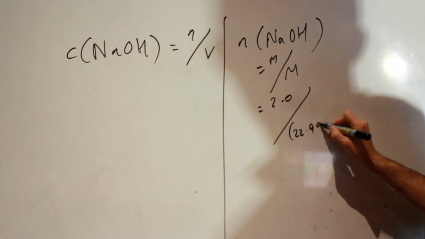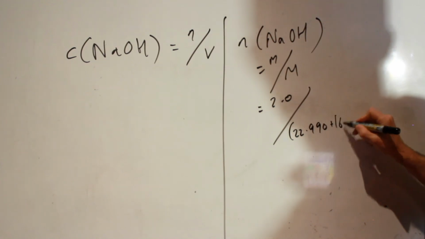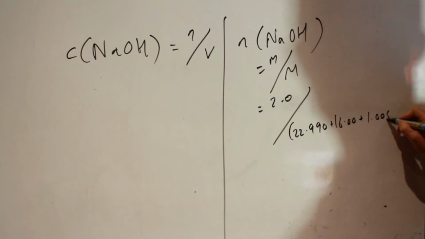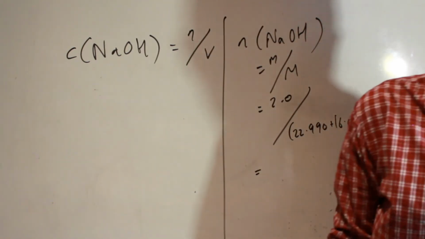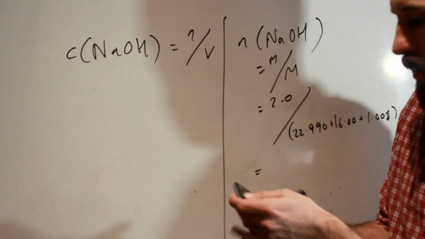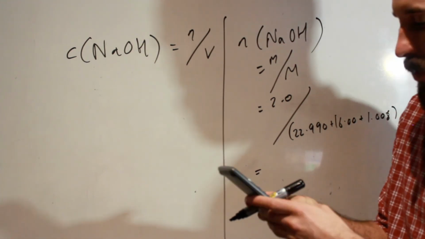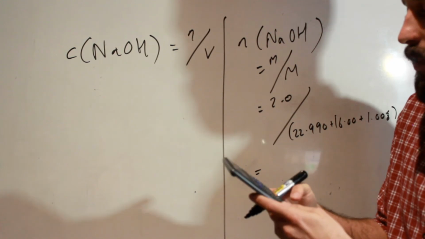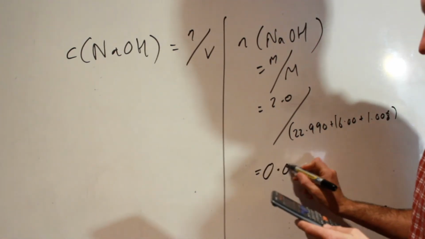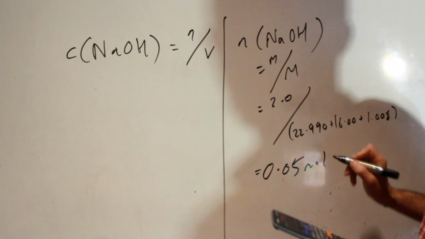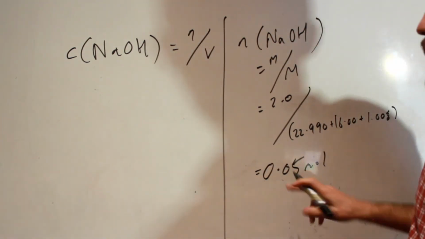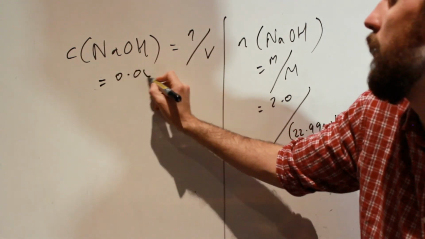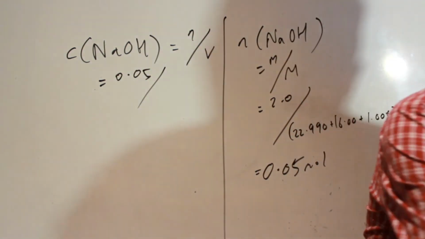22.990 plus oxygen, 16.00, plus hydrogen, 1.008. Plug all of this into our friendly calculator. 22.990 plus 16 plus 1.008. That will give us 0.05 mole. Not rounding, not worrying about significant figures till the very end. We can then plug this in here. Number of moles is equal to 0.05 moles.